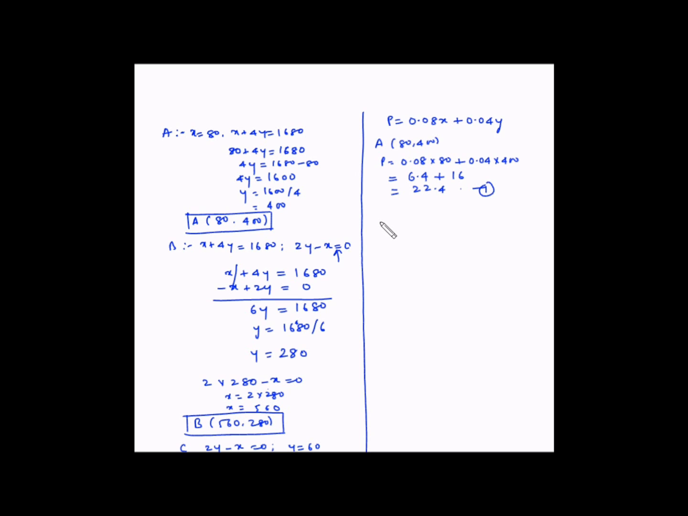Now let's solve the objective function equation for the coordinates of point B, which are 560 and 280. So P is equal to 0.08 multiplied by 560 plus 0.04 multiplied by 280. This is equal to 44.8 plus 11.2. This is equal to 56.